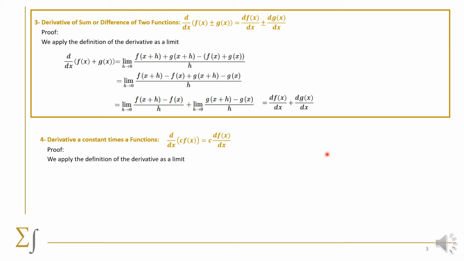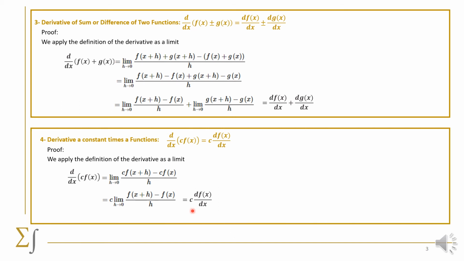Again, our starting point will be the definition of the derivative as a limit. We will write d by dx of c f of x is equal to the limit as h goes to 0 of c f of x plus h minus c f of x all over h. Of course, we can take c as a common factor and take it outside the limit. Now we are left with c times the limit as h goes to 0 of f of x plus h minus f of x all over h, which is again the definition of d by dx for the function f. So this is equal to c df by dx. Okay, now let's move on.